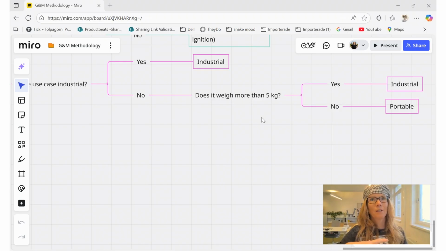Because even if it is a non-industrial use case, but it's heavier than 5 kilos, it's still going to be classified as an industrial battery. So the only way you're going to get into the portable category is that you are not an industrial use case, you don't do off-road machinery, and you weigh less than 5 kilos.